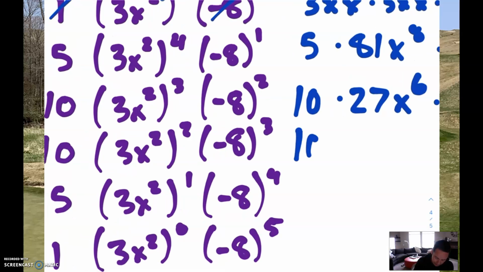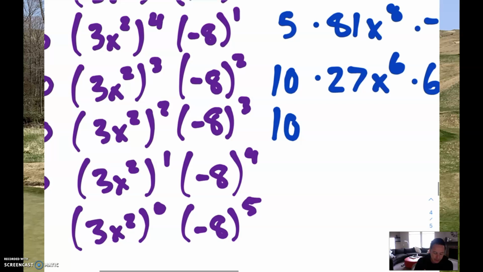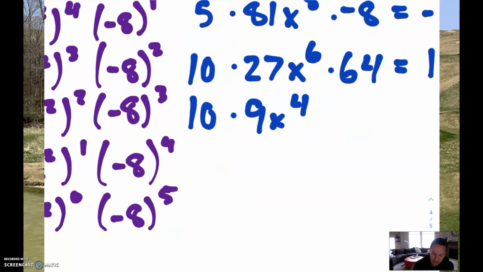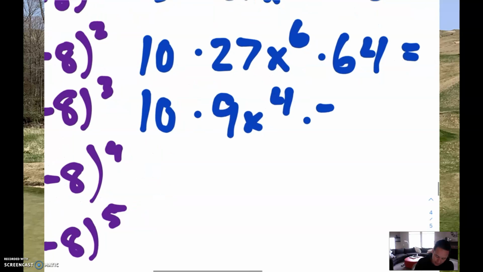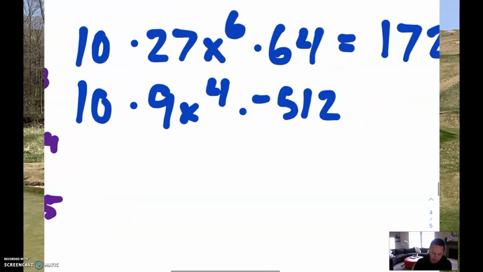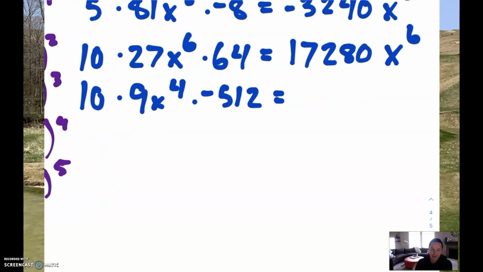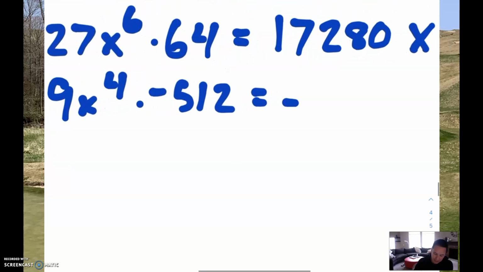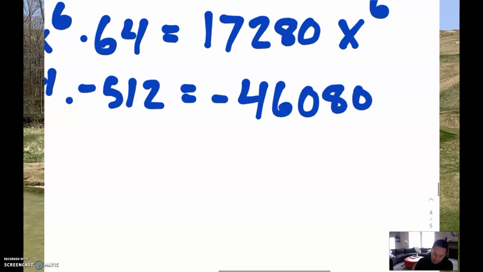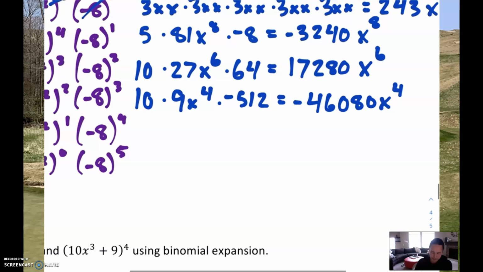So we start with the 10. Then we're taking 3x squared and we're squaring it, so that's going to be 9x to the 4th power. And if we take 8 times 8 times 8, that gives us a 512. So this would become a negative 512. And now we can multiply them all together. So we take 10 times 9 is 90. Multiply that by negative 512, and that gives you a negative 46,080. And it's x to the 4th power.